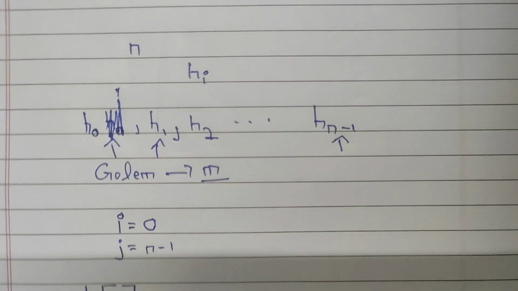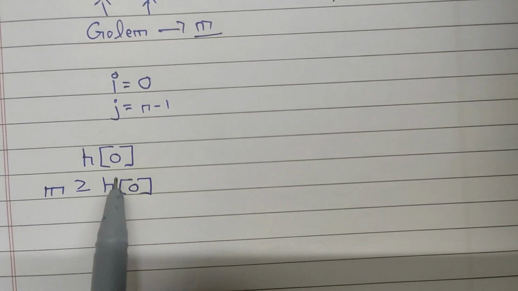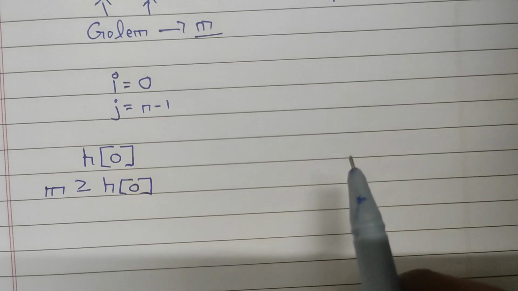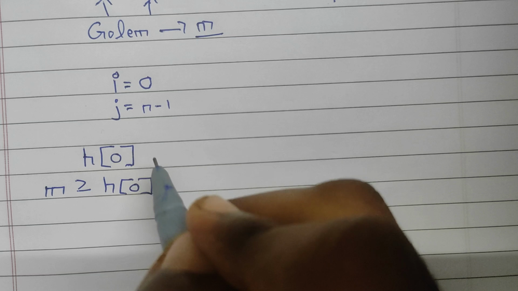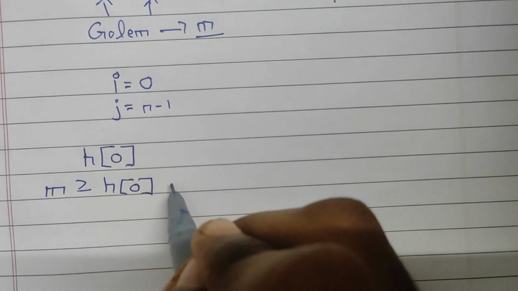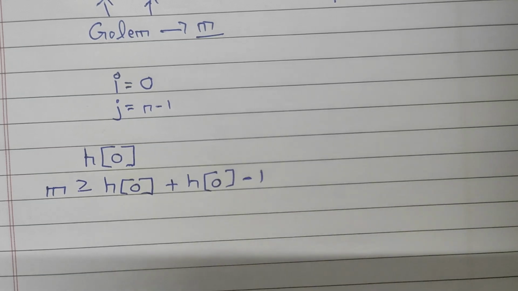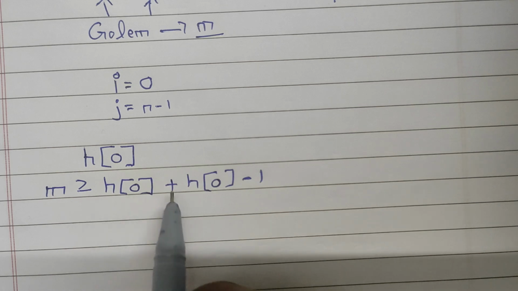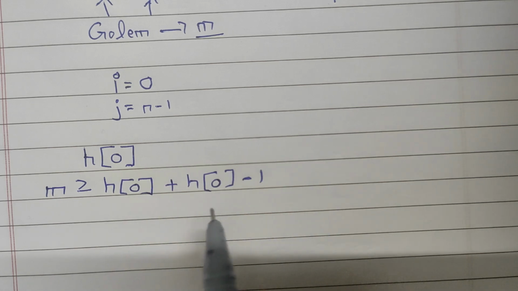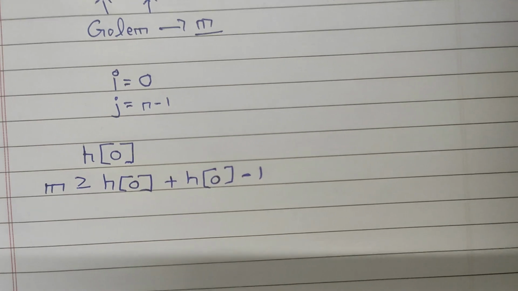M being greater than or equal to H0 doesn't guarantee that the zeroth fortress will collapse. So the value that ensures that the zeroth fortress will collapse is H0 plus H0 minus 1. If M is greater than or equal to H0 plus H0 minus 1, we are sure that the ith fortress, or the zeroth fortress, will collapse.